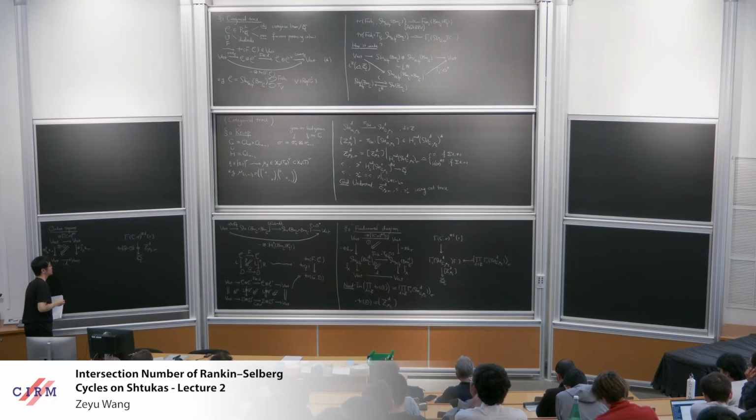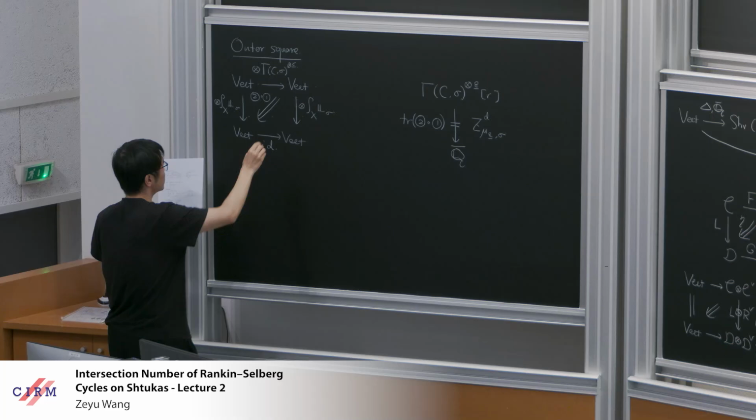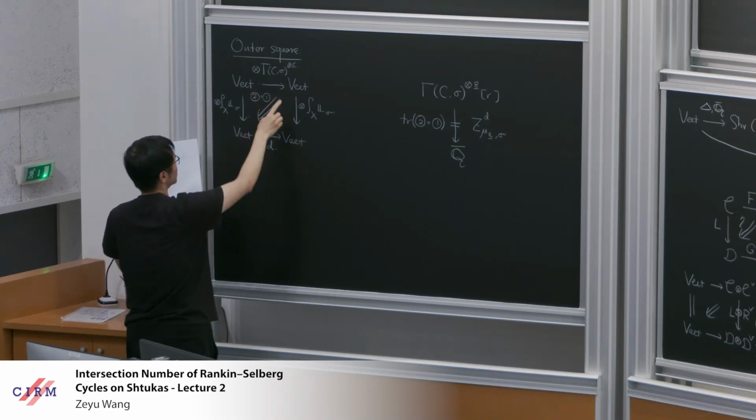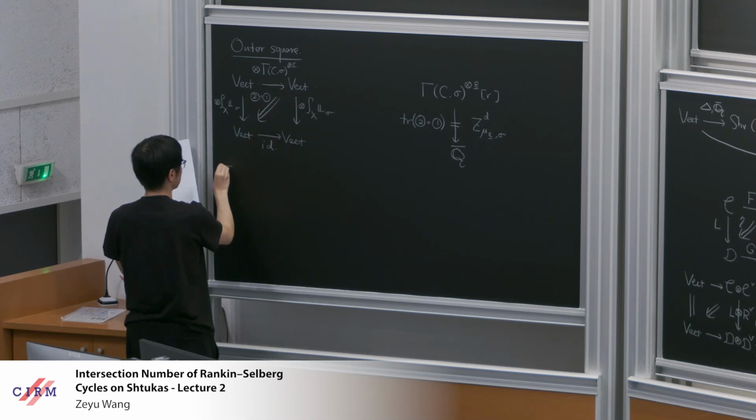Okay, yeah, so now you see what kind of thing you need to understand. You just need to understand this natural transformation, right? So what is really this natural transformation? It's just a map between vector spaces.